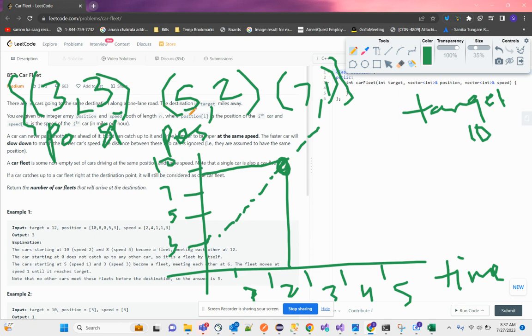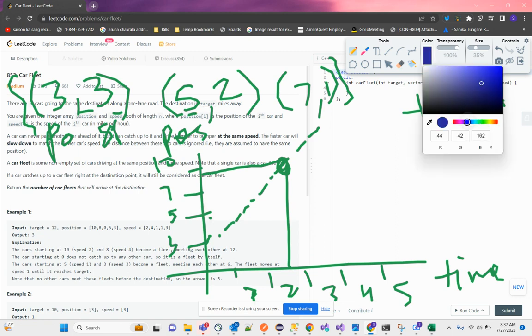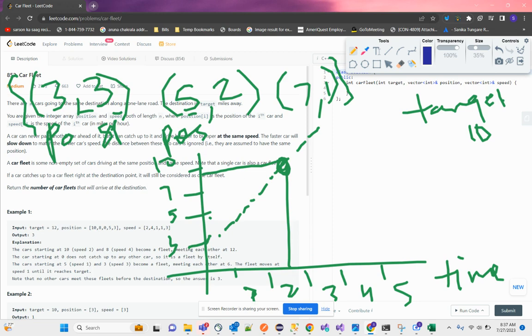Then next, let's take the next car. The position of the car is 5 and the speed is 2. I'm taking a different color. Now this car is going to move in this direction. If you see the green line, the green line is getting intersected by the blue before it even reaches the target.